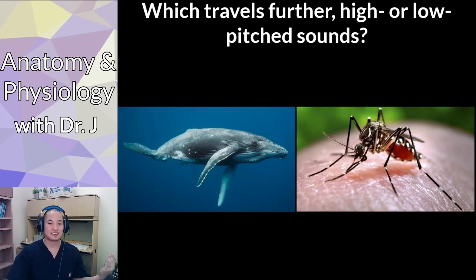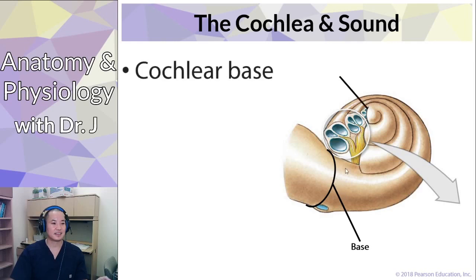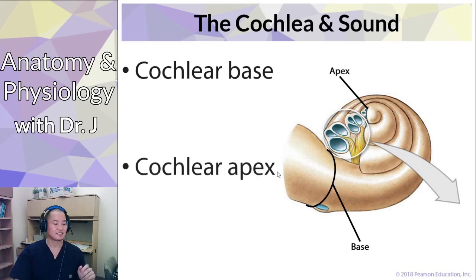But how about whale sounds? These are pretty low pitched, and they travel across great distances. Whereas this mosquito's little sound, remember, high pitched sounds don't travel very far, but low pitched sounds travel far distances. How does this relate to your sense of sound? The interesting thing is that the cochlea, and this might not be in your Martini book, has a base, the part that's closest to the oval window, and then you have the apex. This is the inner part, the top of that screw or snail shell. So this is the cochlear apex.